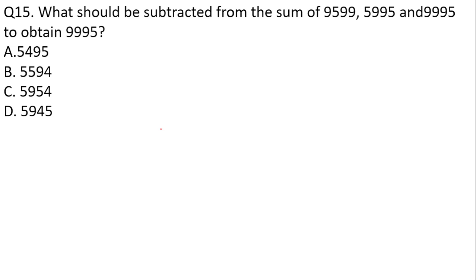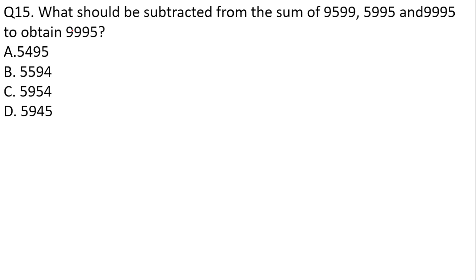Next question. What should be subtracted from the sum of 9,599, 5,995 and 9,995 to obtain 9,000? So there is a correction in this question. Let me give the correction first and then we'll solve the question.